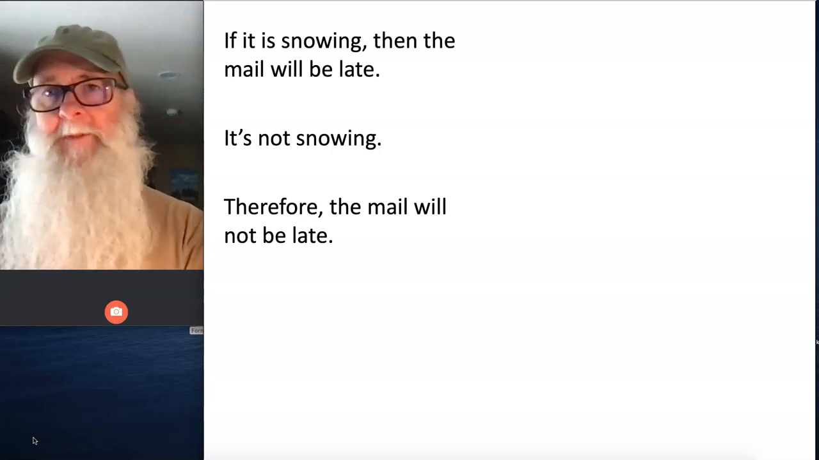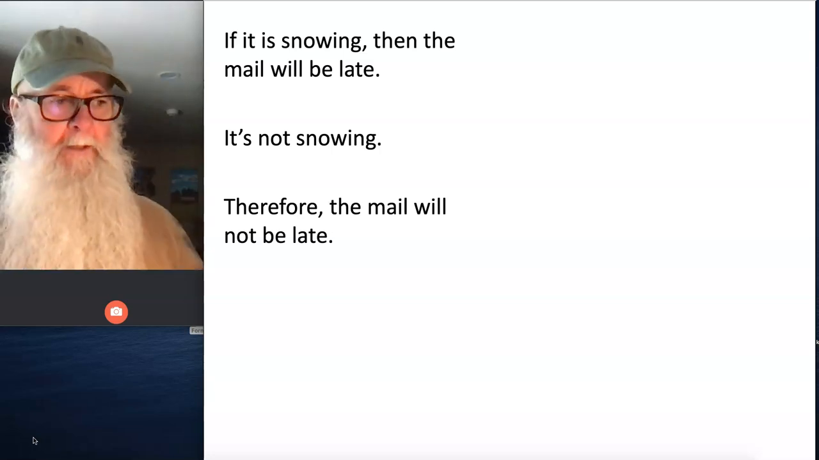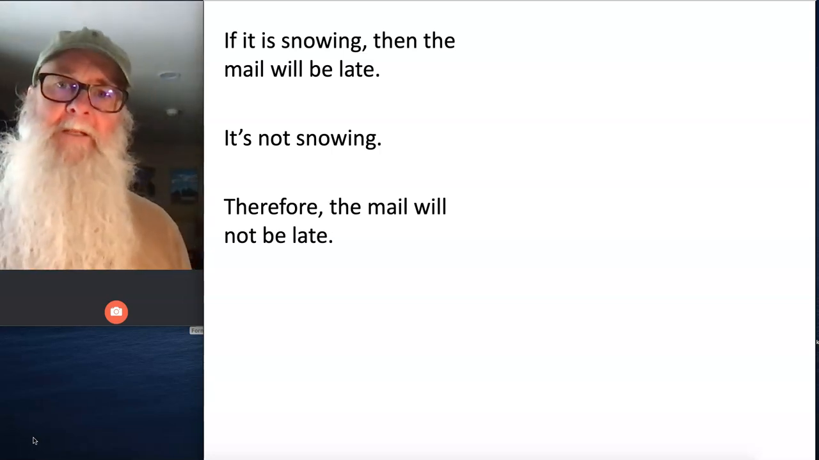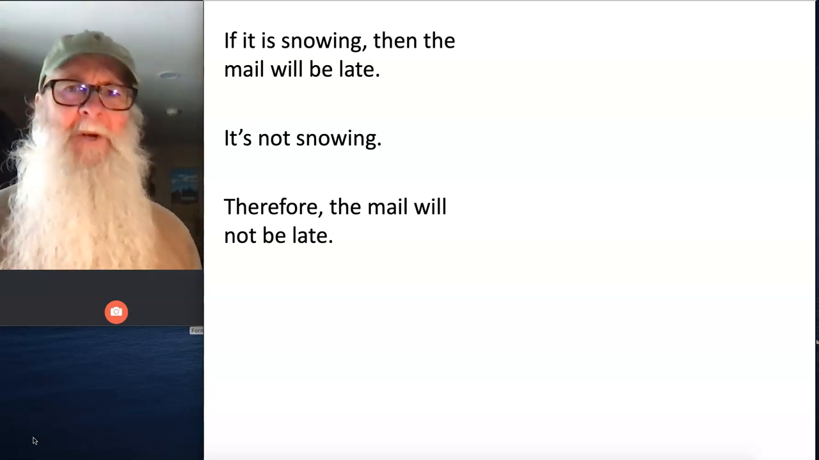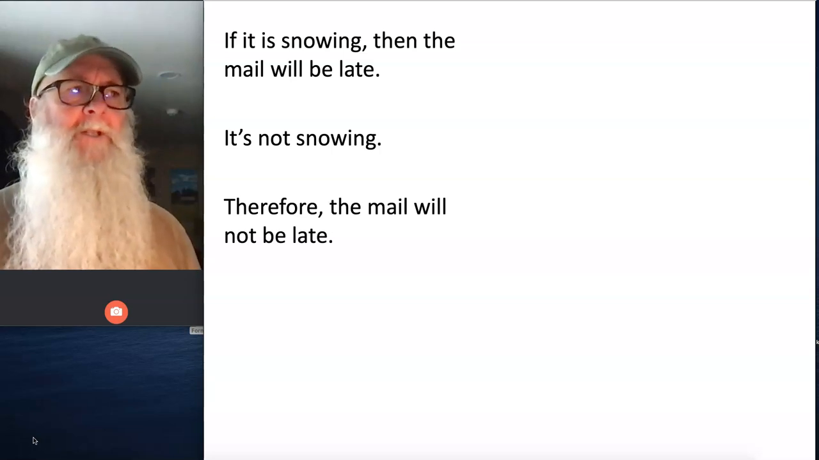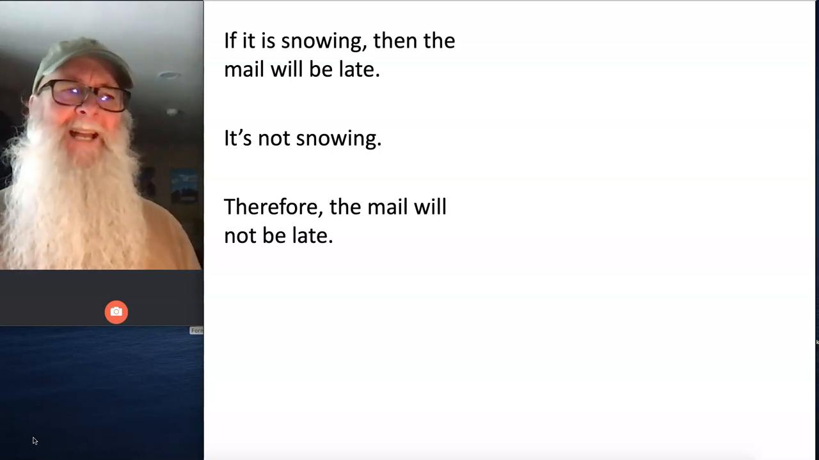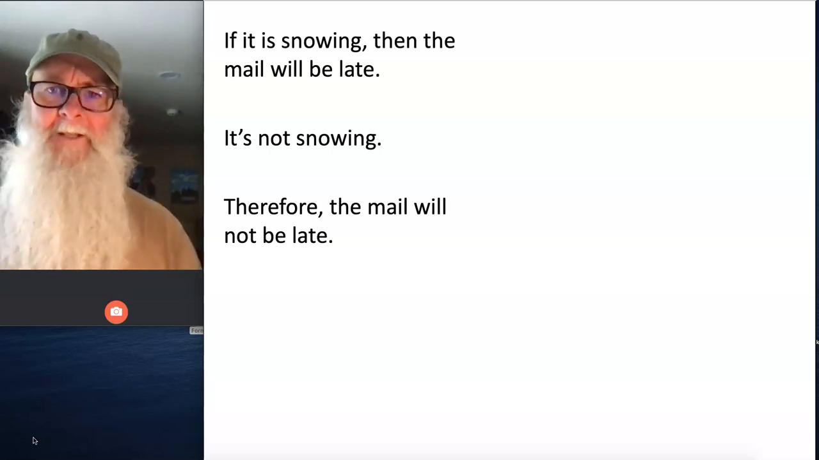So I'm going to assume it's true that if it's snowing, then the mail will be late, and I look outside and it's not snowing. Can I be 100% certain that that means the mail will not be late? Intuitively, it's pretty easy to grasp that, well, no. I mean, maybe it is true that if it's snowing, the mail will be late. And maybe it is true that it's not snowing. But that's not enough to be able to conclude with 100% certainty that the mail will not be late.